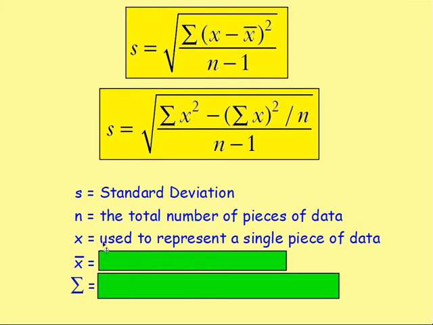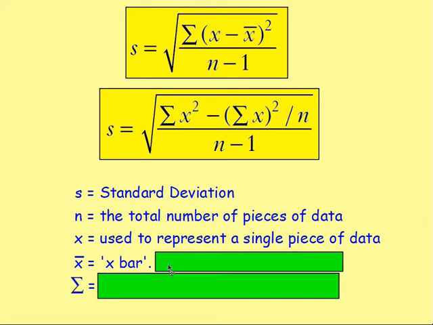X with a little line on it. It's like X has a little hat. It is indeed, yes. How do you say it though? You say X bar. That is what it is known as. And what does it mean? You're perfectly right. It is the mean. X bar is used to represent the mean.